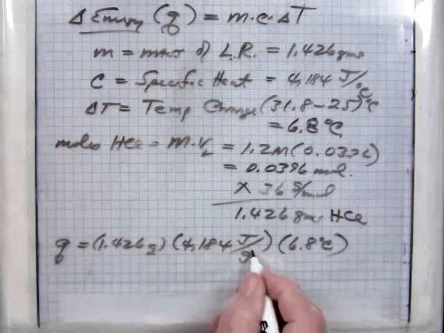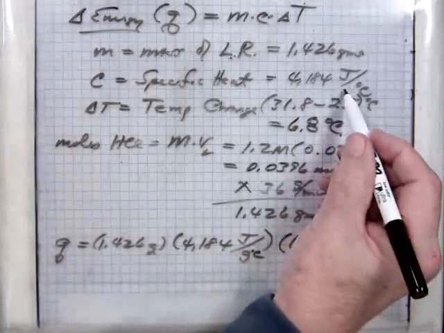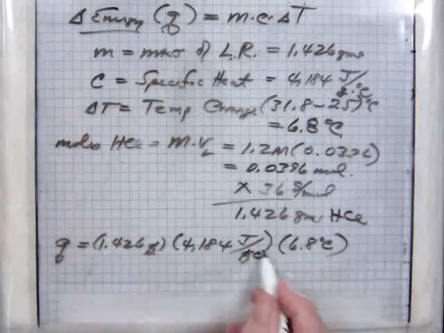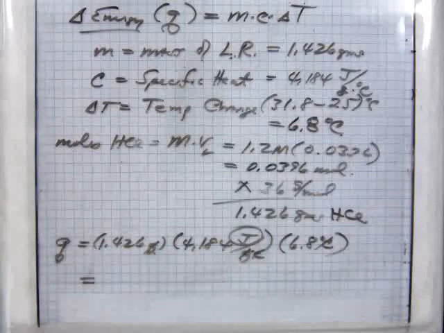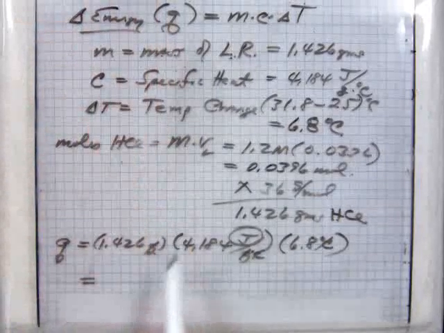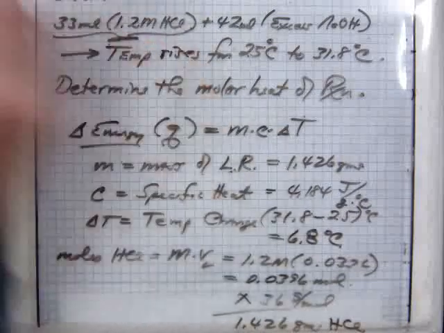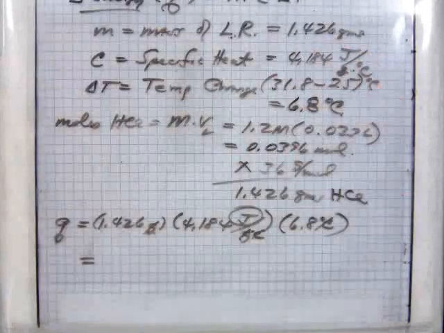Oh, this also has degrees C in it, it's joules per gram degrees C. That's right, I forgot that. So grams drop out, Celsius drops out, and you're left only with joules here. So multiplying those together will give you the heat generated by that quantity that we had up here: 33 milliliters of 1.2 molar HCl will generate this much heat, which is 1.426 grams will generate this much heat.